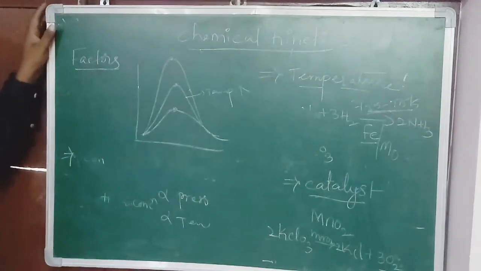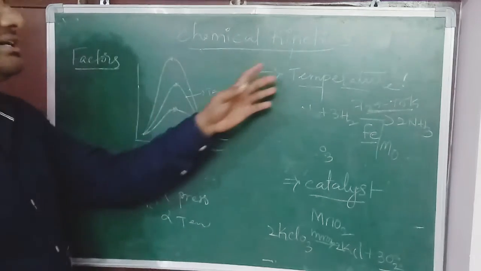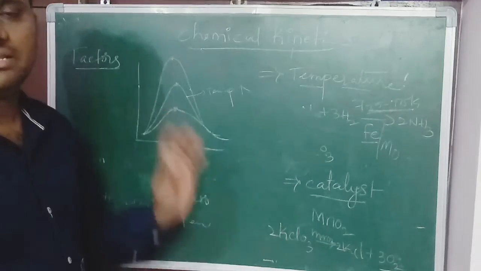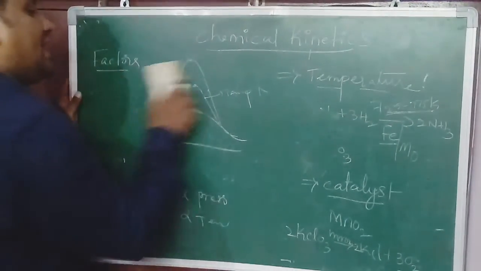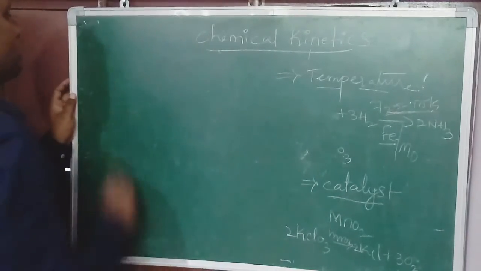So that means the nature of the reactants, concentration of the reactants, temperature of the reaction, and the catalyst used in the reaction, these are the factors of rate of reaction. And also you have to know the order of reactions.